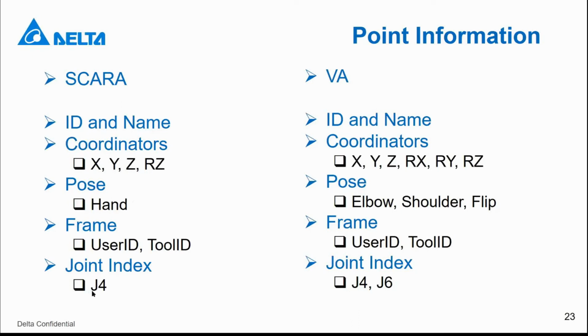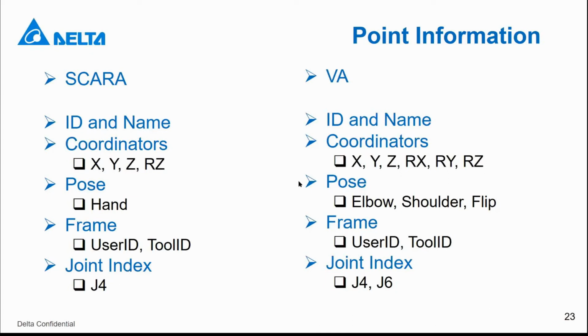And why only joint 4? Because actually only joint 4 in the SCARA can be rotated unlimited. From joint 1 to 3, they are always limited when they turn to an angle, so they cannot even finish one turn. But only joint 4 can turn more than one turn. So we need to record how many turns joint 4 has made. That's why we need to record the joint index of joint 4.